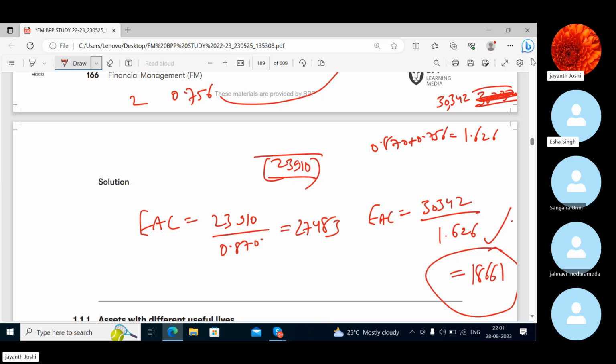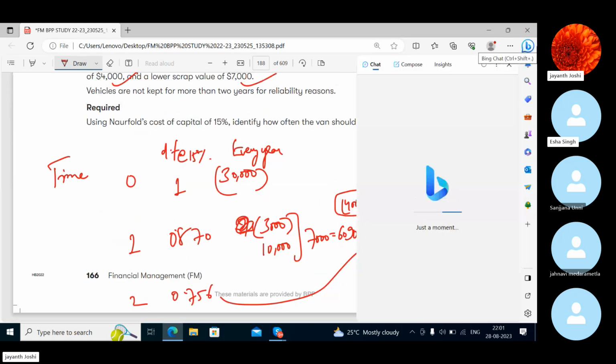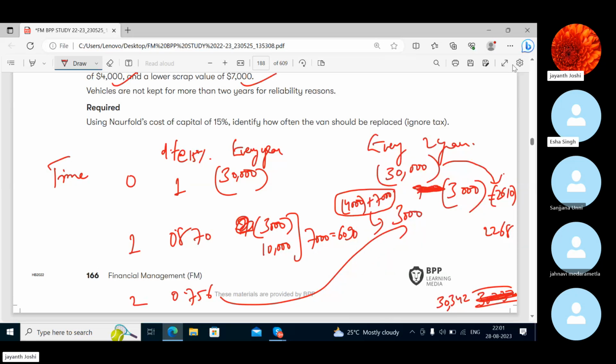Now all of you please make a note of this. If you have not done it, you can do this. Any doubts you can ask me right away. So how did we get this 2610, sir? See, the second year is only going to be the running cost, right? You're not going to take the resale value. So 3000 into 0.870 is 2610, right?